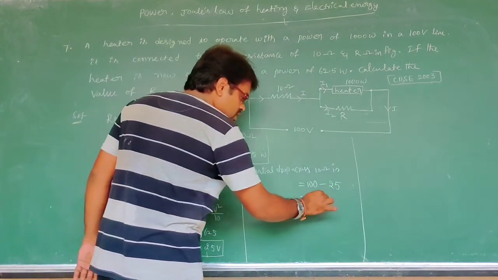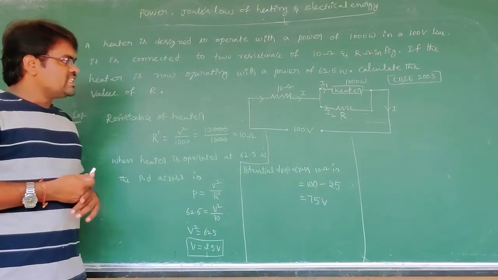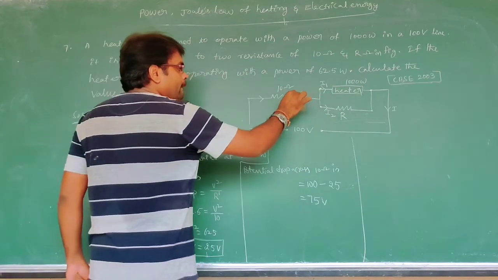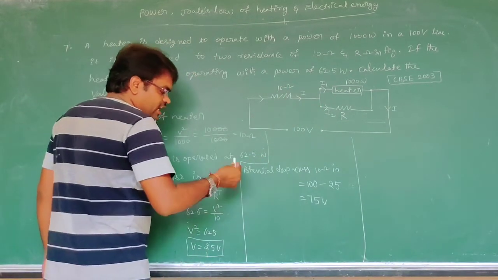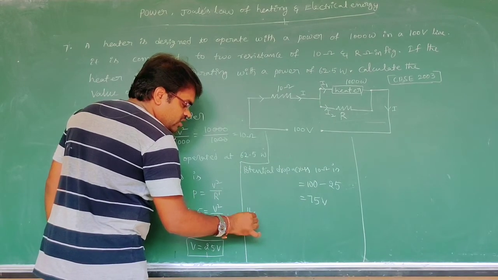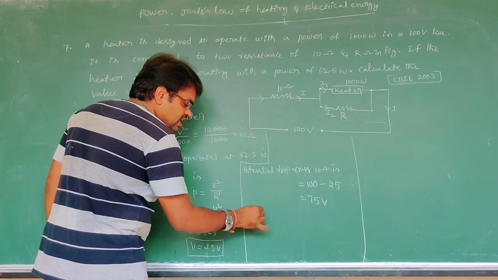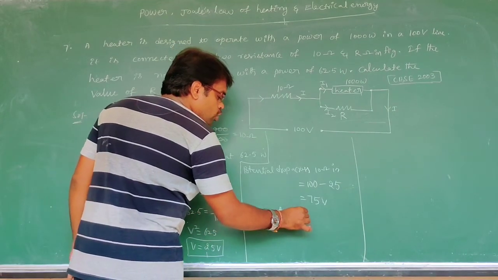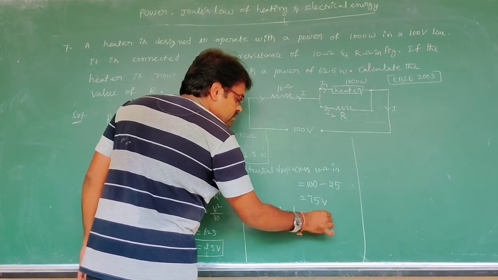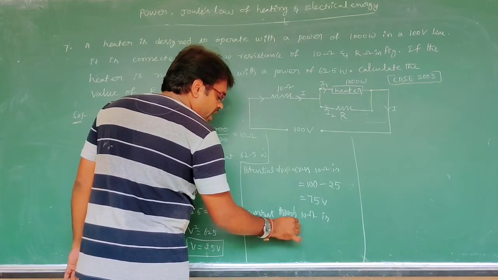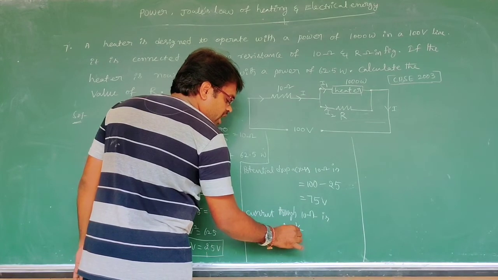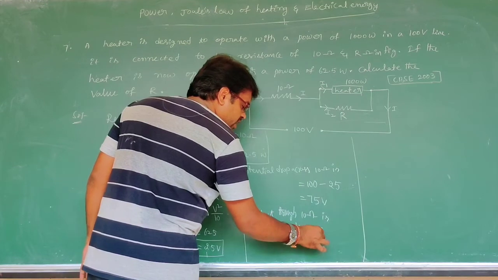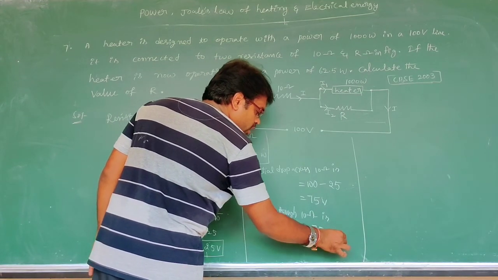75 volt. Now we are finding the current I through the 10 ohm resistor. That is simply I is equal to V by R. V by R means 75 by 10, then we get 7.5 ampere.